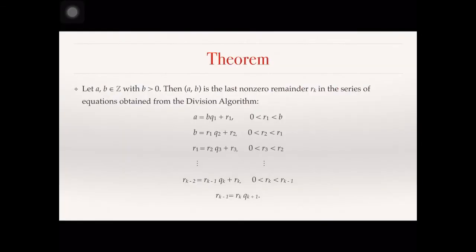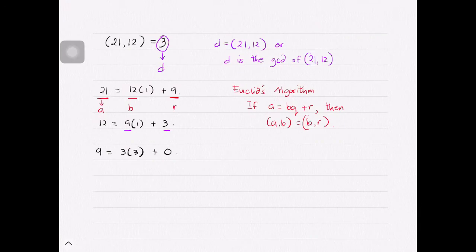Now, Euclid's algorithm, together with this theorem right here, asserts that the last non-zero remainder in the series of equations here is actually the GCD of the given numbers a and b. Going back to our problem here, notice that 3 is the last non-zero remainder in the series of equations here, making 3 the GCD of our a and b, or the 21 and 12 in our problem here.